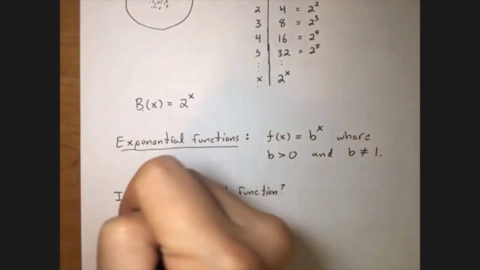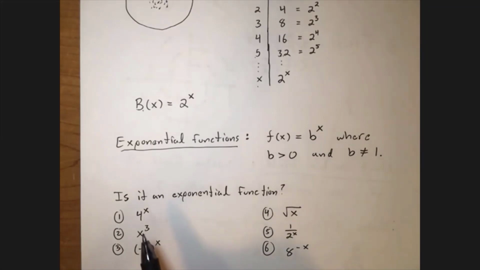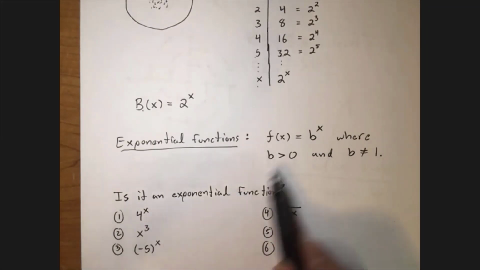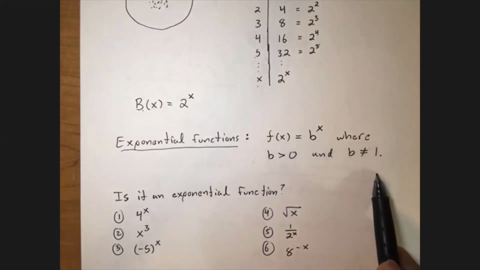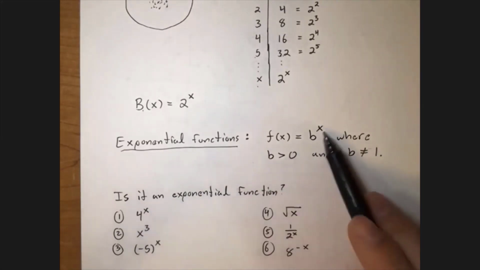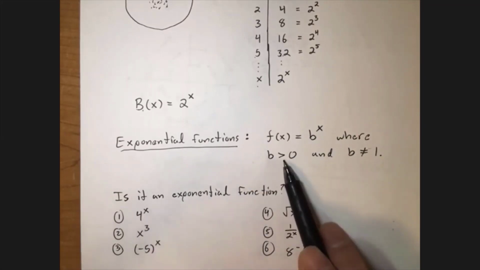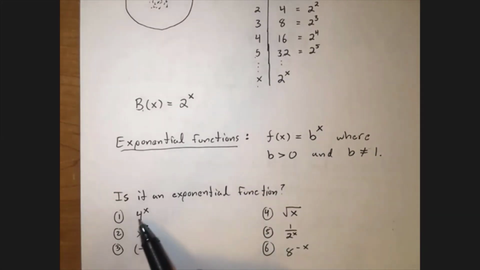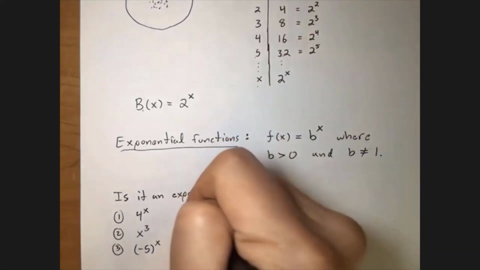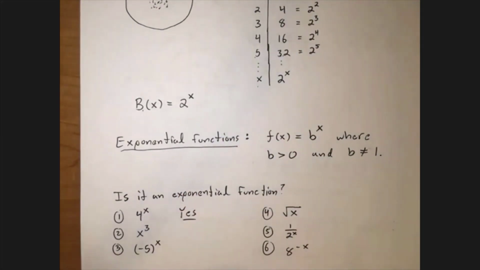All right, so here's my examples. Well, let's look at this first one here, 4 to the x. Let's see, does it match this description? Well, it's something raised to the power x, so that's good. Is that something positive? Yep, 4 is positive. Is it not equal to 1? Yep, 4 is not equal to 1. So yes, this is an exponential function.